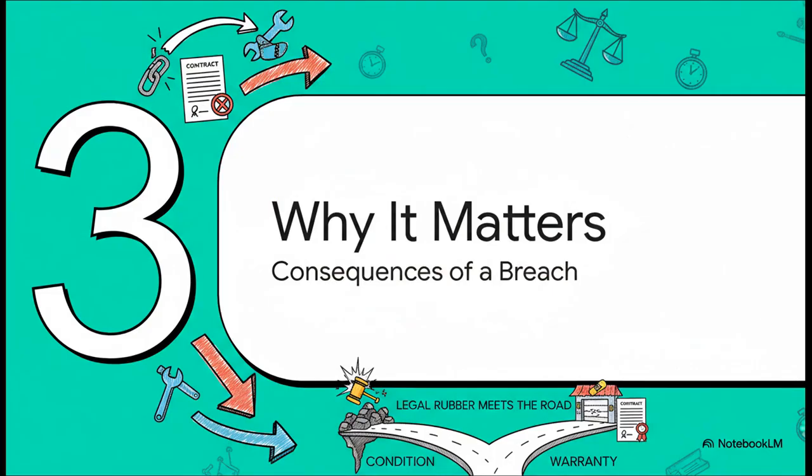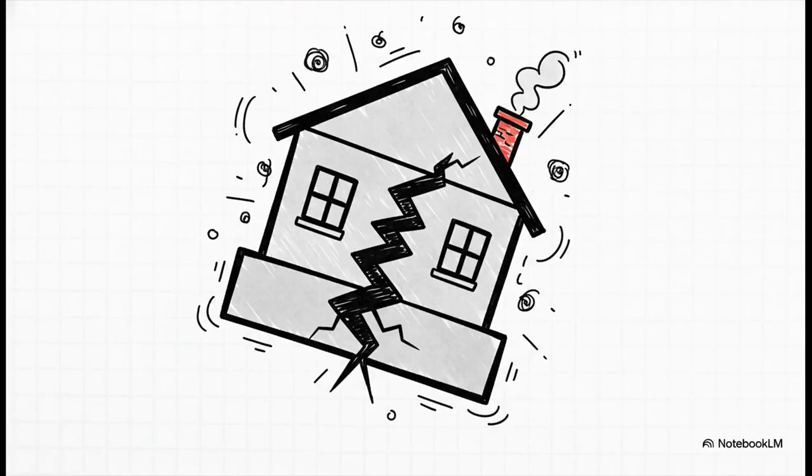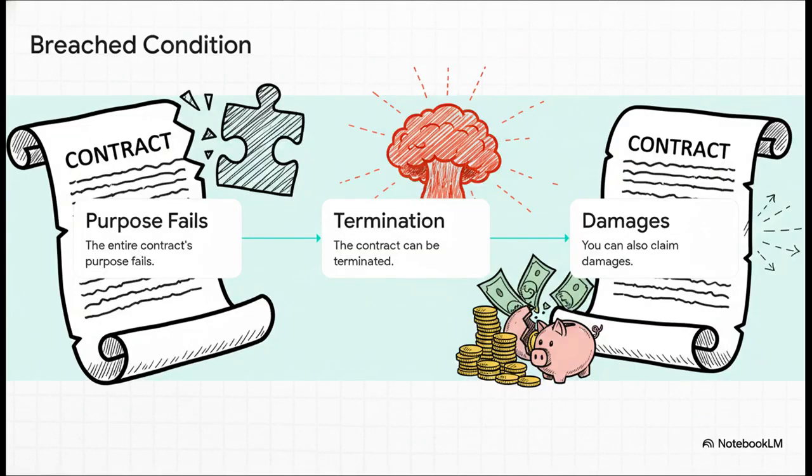Okay, so why does any of this actually matter? I mean, who cares what we call it, right? Well, you should care, because what happens when someone breaks one of these terms? The consequences are wildly different. This is where it gets really, really important. Let's start with the big one. What happens if someone breaks a condition? What if a giant crack suddenly appears in the foundation of our contract house? What happens then? When a condition is broken, the fallout is massive.